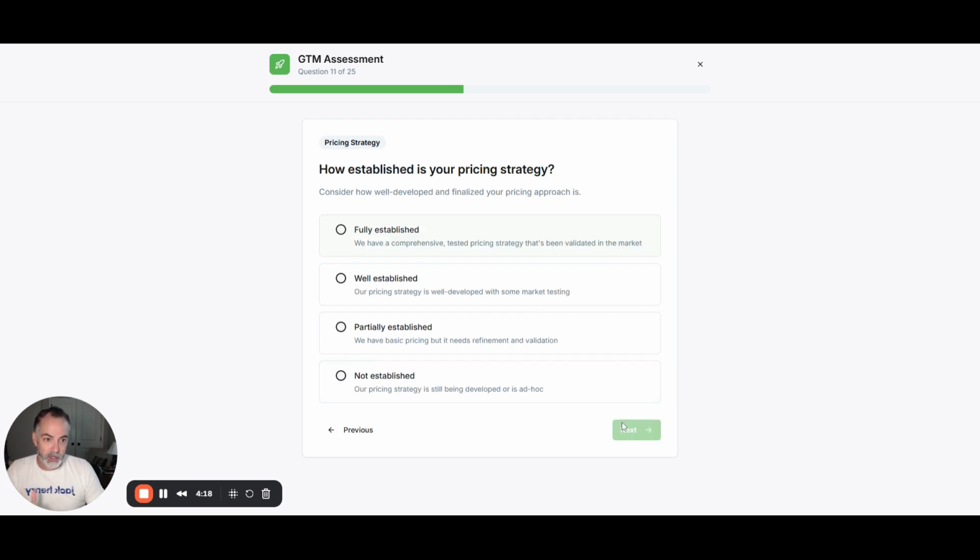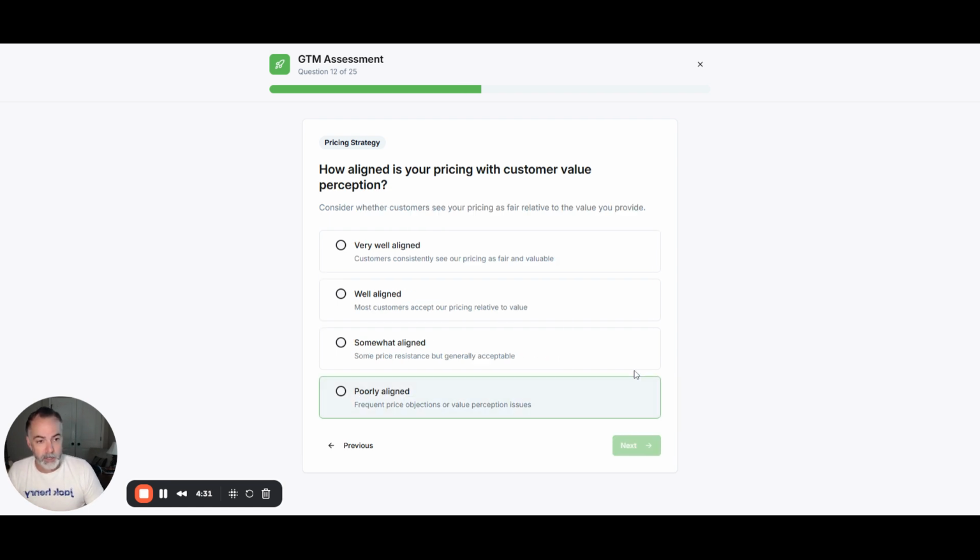This is just a better solution. How established is your pricing strategy? We're going to say not established. This particular customer I was just talking to, they hadn't done any research. They didn't know what the market would pay. They didn't even know their costs. So we're going to say not very well established.